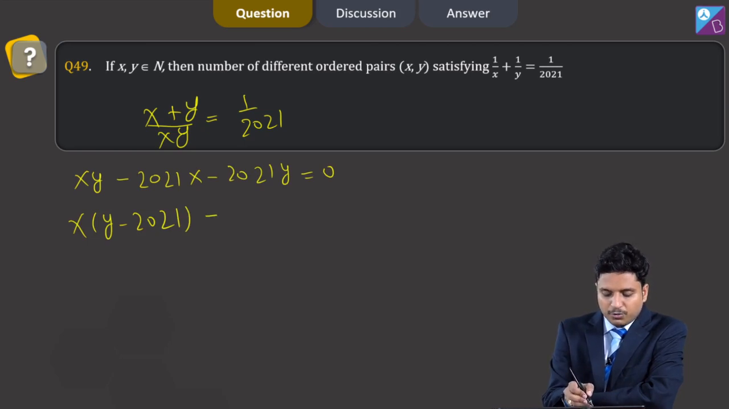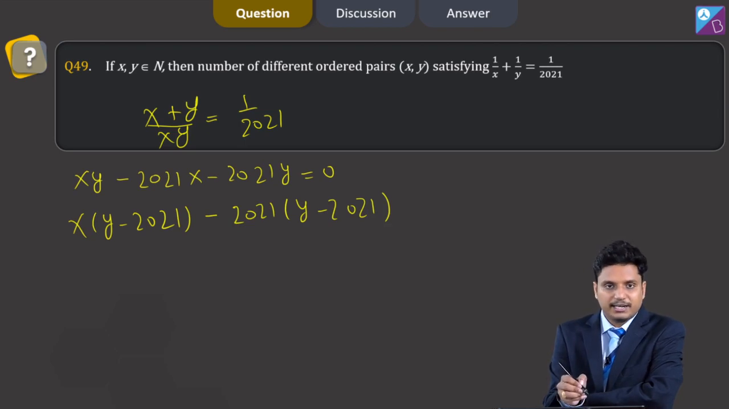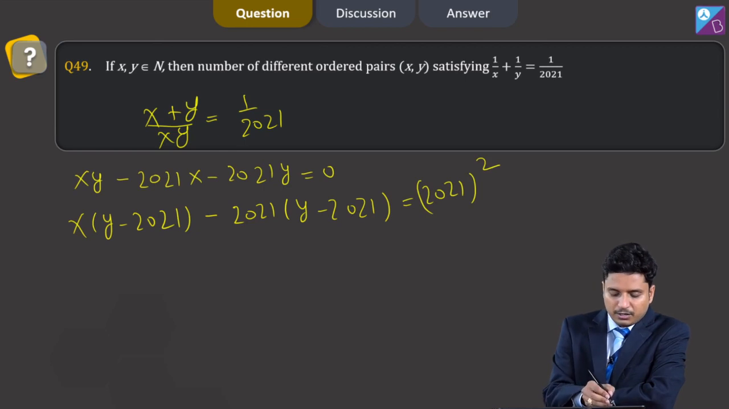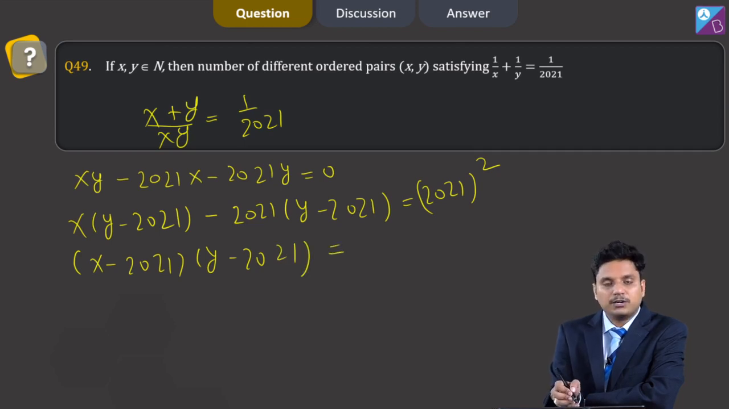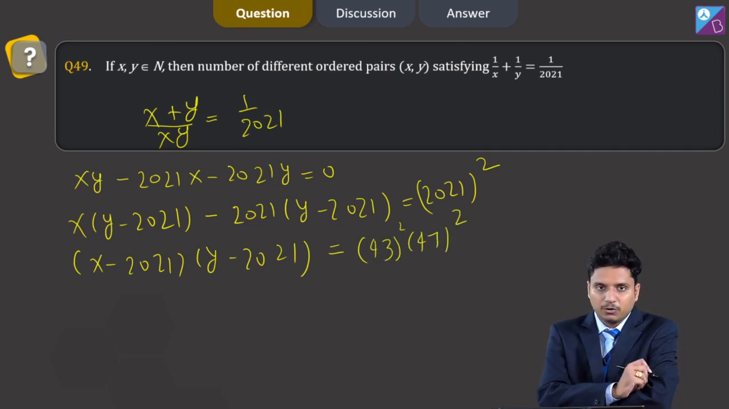Now in order to get this 2021 as common, you have to add this term, that is actually 2021 square, to the left hand side. So the right hand side will be 2021's square. So the factors are x minus 2021 and the other factor is y minus 2021, and it is equal to 2021's square, which is 43 square into 47 whole square. Both are prime numbers, so it cannot be further factorized.